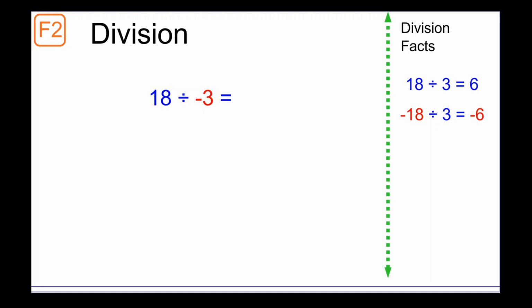Things get a little bit trickier now. 18 divided by negative 3. I can't draw a picture of splitting something into negative 3 groups, so we're going to have to trust the logic. So let's have a look at the corresponding multiplication. It means negative 3 times something equals 18. What can that something be? Well, the answer here is positive. So a negative times something gives a positive. So this something must be negative. So it must be negative 6.